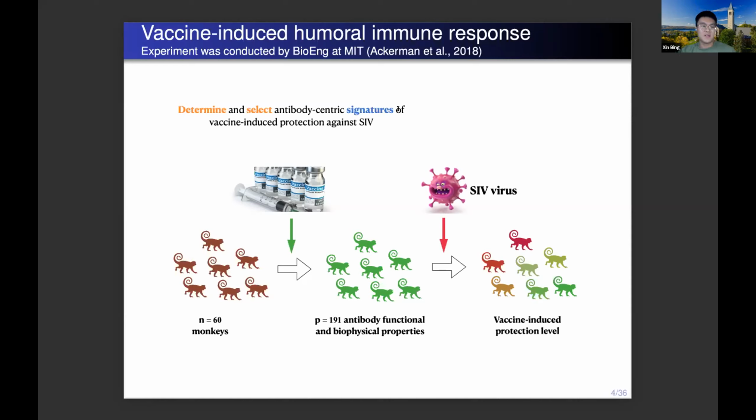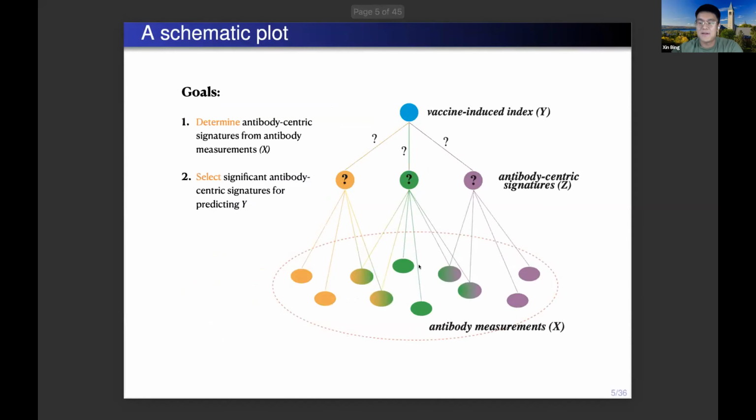So the final goal of this study is to determine and select those antibody-centric signatures of vaccine-induced protection against SIV. Just to be clear, these antibody-centric signatures are something that people cannot measure directly. You can think of them as summarized information of all those antibody functional and biophysical properties that people can measure. So basically, schematically in this experiment, what we have is the response for each monkey, which is a vaccine-induced index. And also people can measure different antibody properties from the monkey.